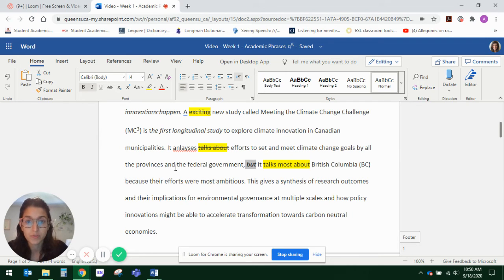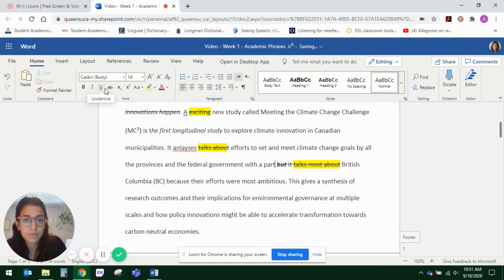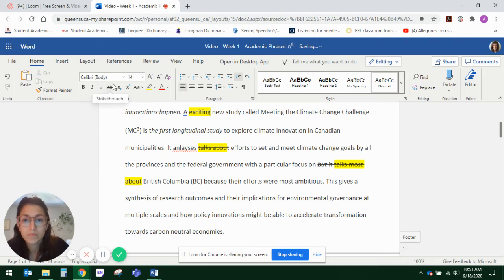So I'm going to improve this sentence here by better integrating, or by further integrating, the second part of my sentence about British Columbia into the first part of the sentence, like this. All right, so now the sentence reads, it analyzes efforts to set and meet climate change goals by all the provinces and the federal government, with a particular focus on British Columbia because their efforts were most ambitious.